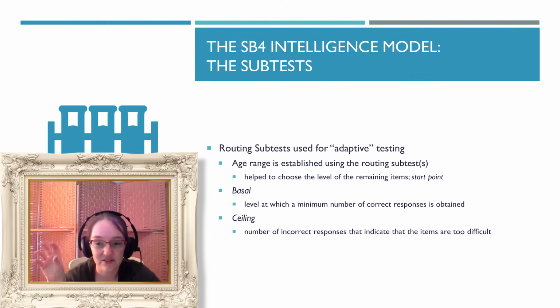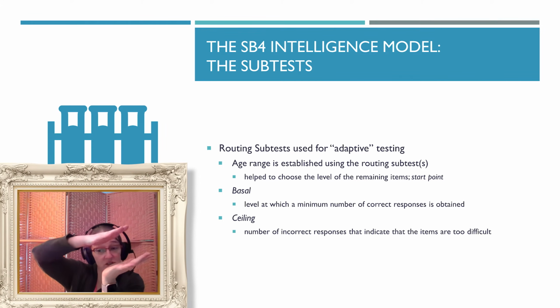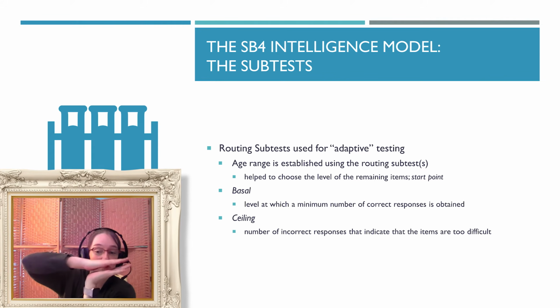It's called the basal level. That starting point leads to you figuring out the basal and ceiling. The basal is the level at which a minimum number of correct responses is obtained, and the ceiling is the number of incorrect responses that indicates that an item is too difficult. So basal is where you definitely got that area, and ceiling is where you're definitely not at that level. So you're somewhere in between basal and ceiling, and the goal of a good test is to keep that area really narrow.